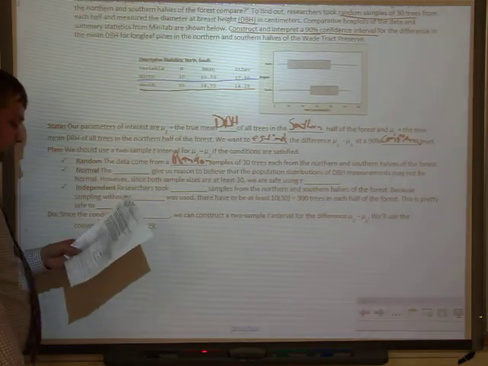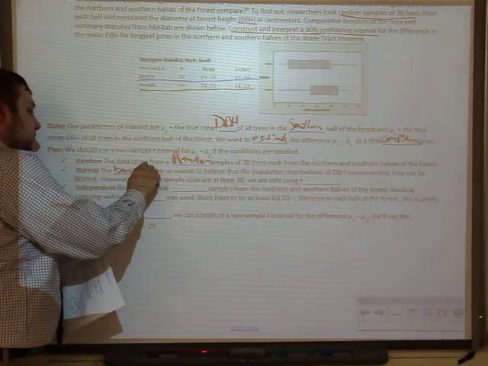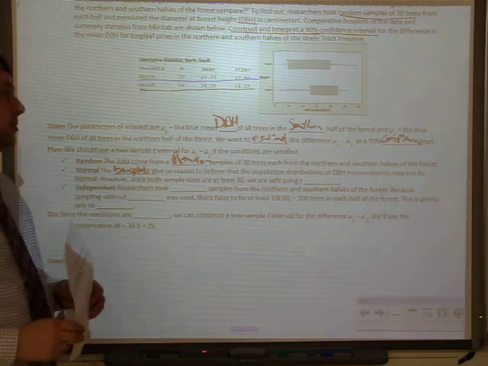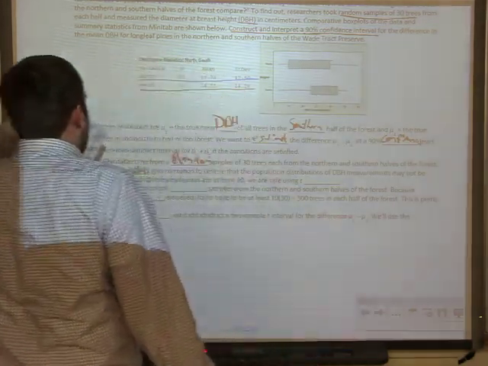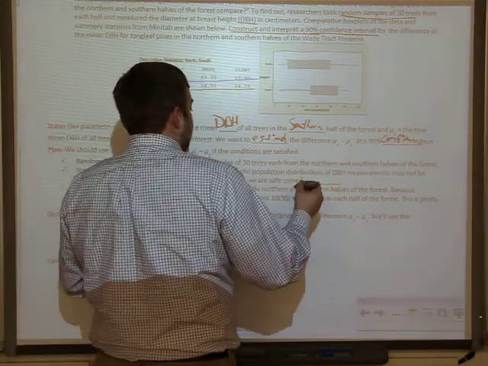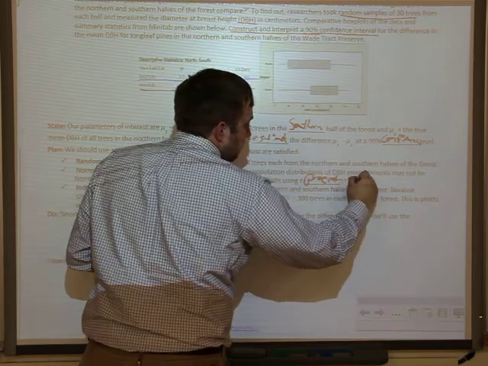Normal. The box plots, like I said, give us reason to believe that the population distribution may not be normal. It looks like it might be skewed a little bit. However, since both samples are at least 30, we are safe to use t procedures. Okay? Independent.